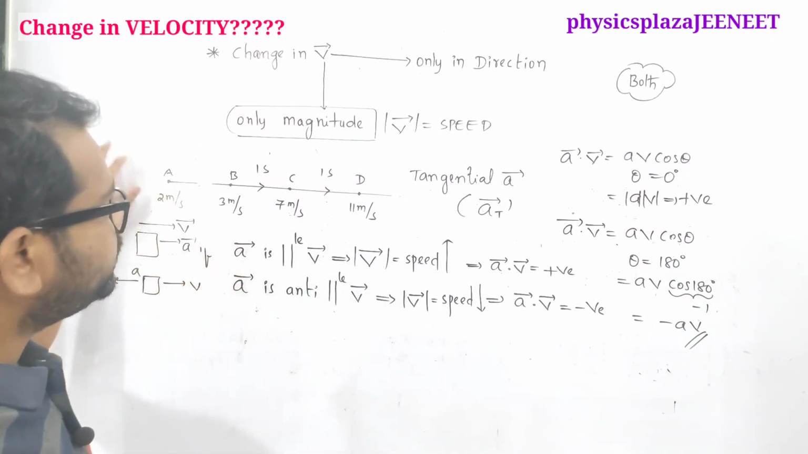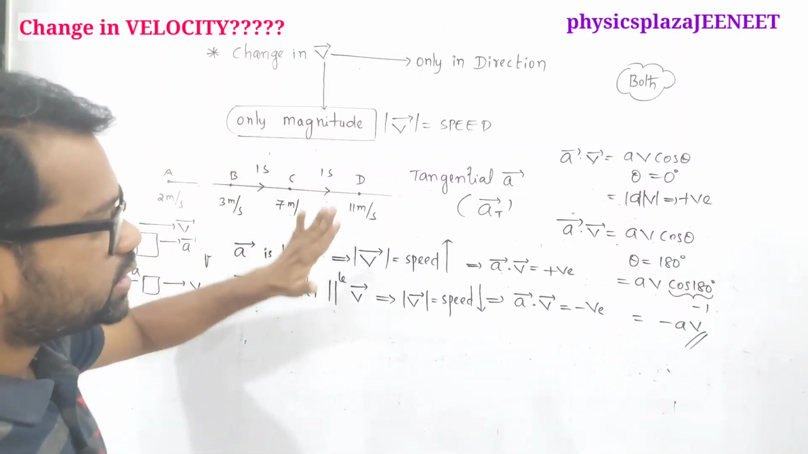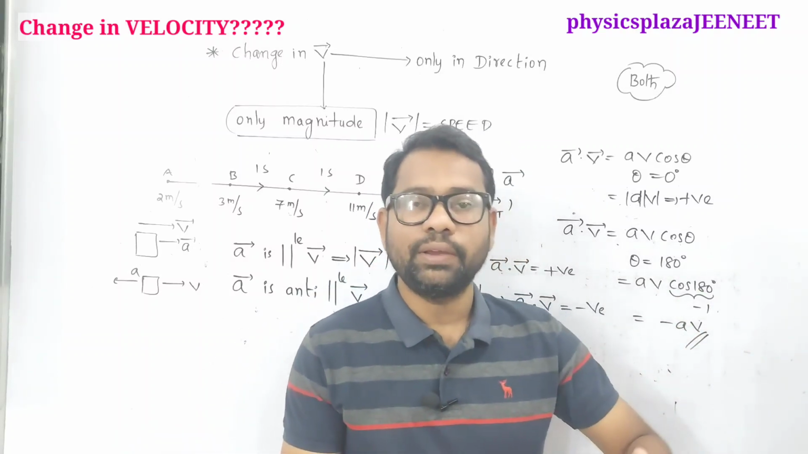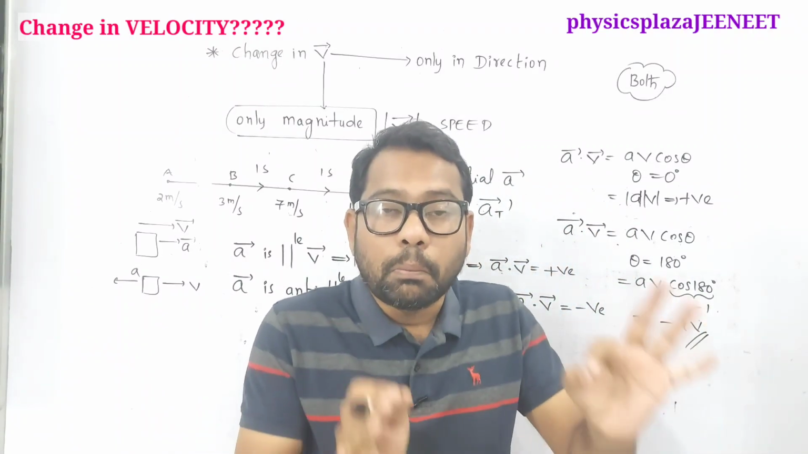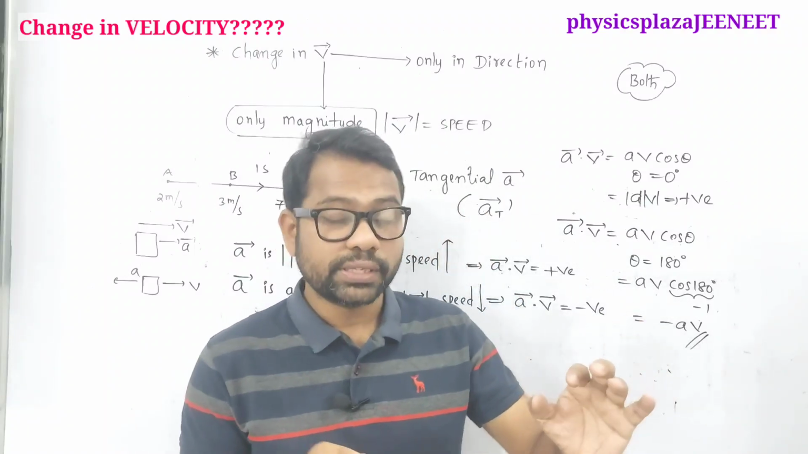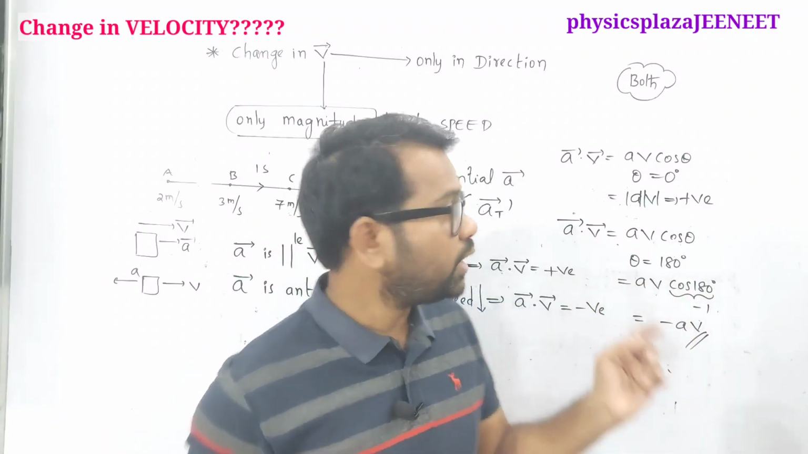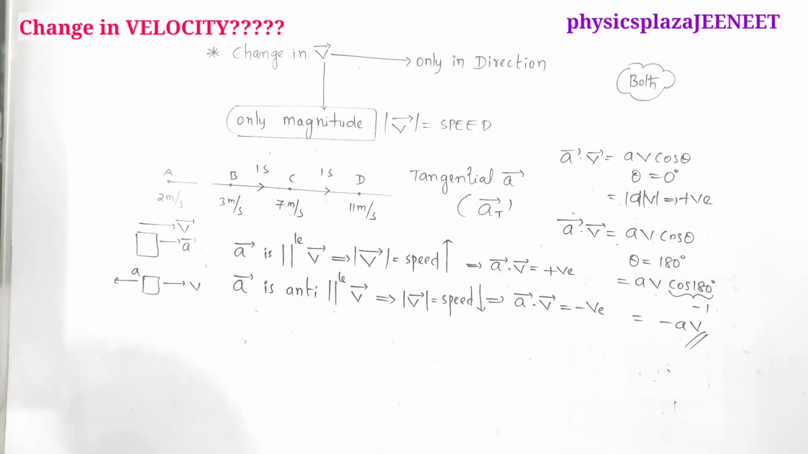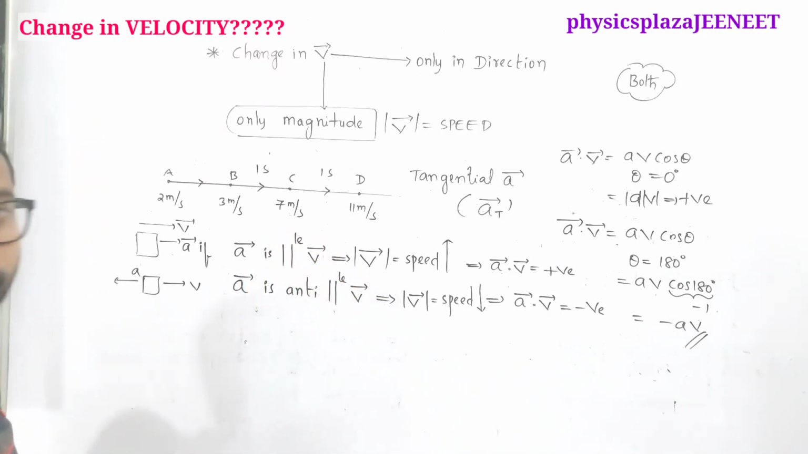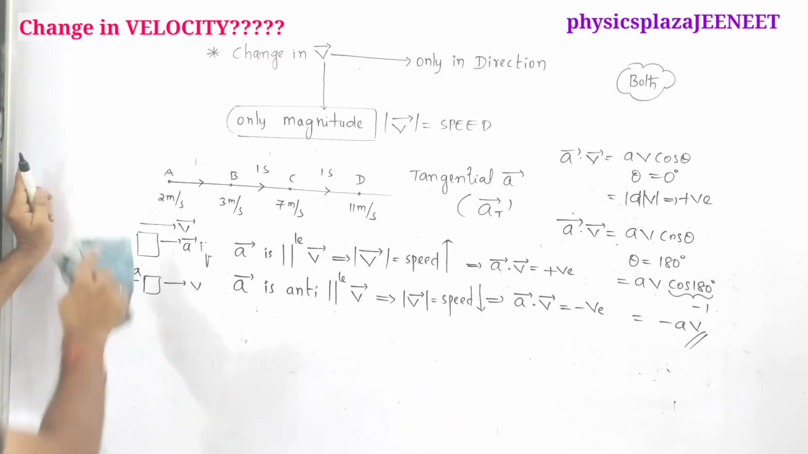Okay, children. This is all about tangential acceleration. Tangential acceleration is produced only when there is a change in the magnitude of the velocity, but there is no change in the direction of velocity. Just make a note of it. In this case, acceleration might be parallel or anti-parallel to the velocity. Done? Can I erase?